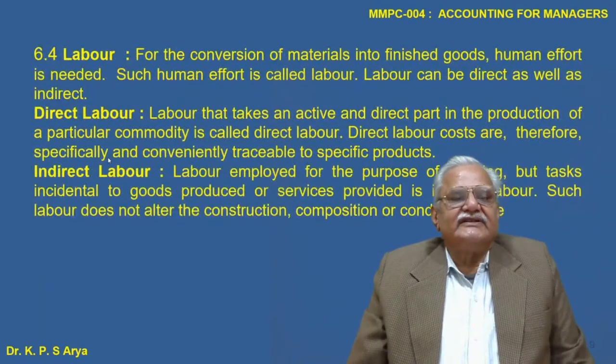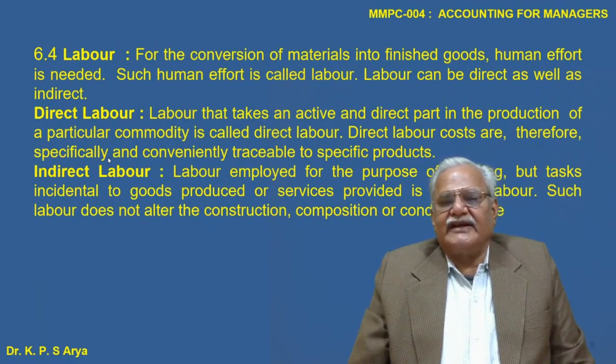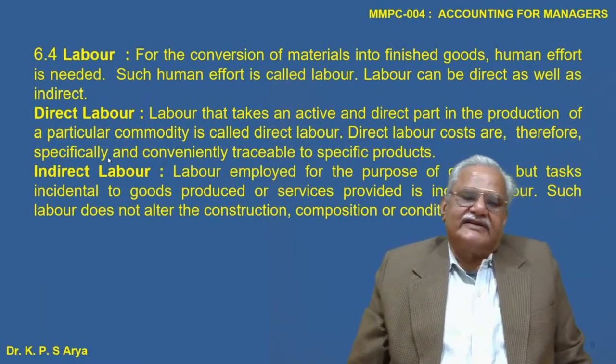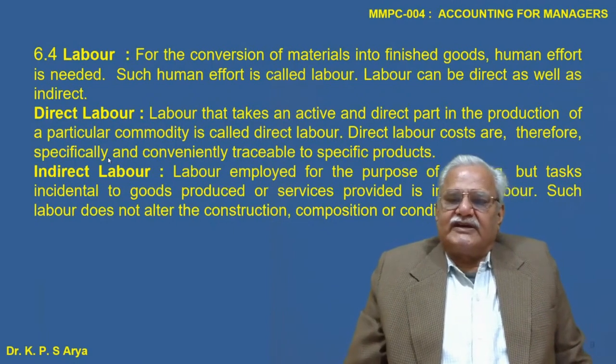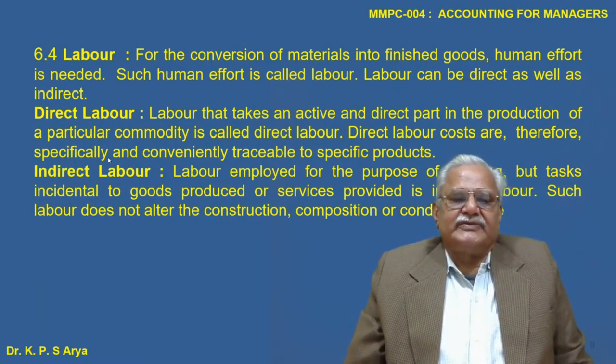Then second is labor. For conversion of this material into finished goods, human effort is needed. Such human effort is called labor. It can be direct as well as indirect. Labor that takes an active and direct part in the production of a particular commodity is called direct labor. Its costs are therefore specifically and conveniently traceable to specific products.